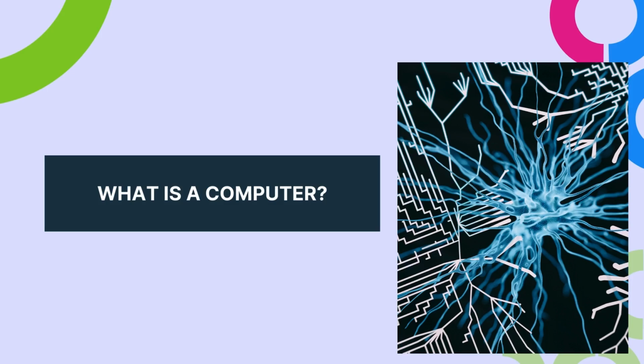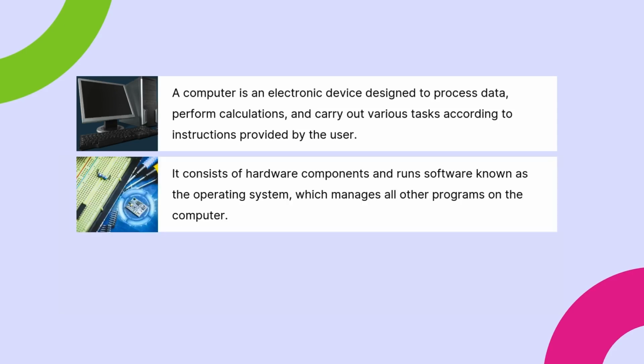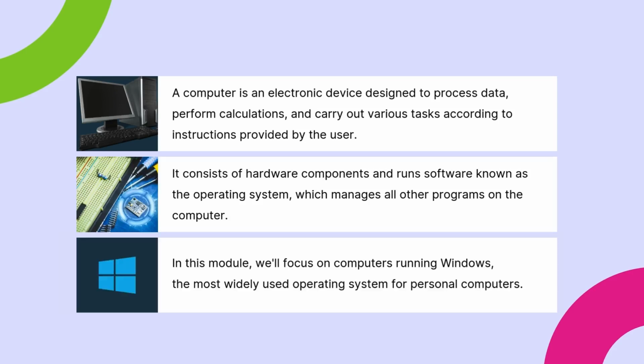What is a computer? A computer is an electronic device designed to process data, perform calculations, and carry out various tasks according to instructions provided by the user. It consists of hardware components and runs software known as the operating system, which manages all the programs on the computer. In this module, we'll focus on computers running Windows, the most widely used operating system for personal computers.